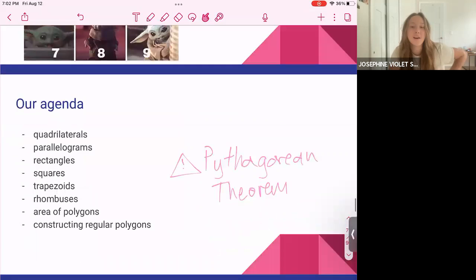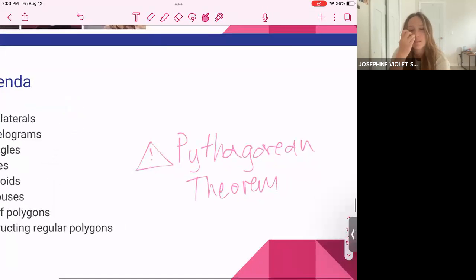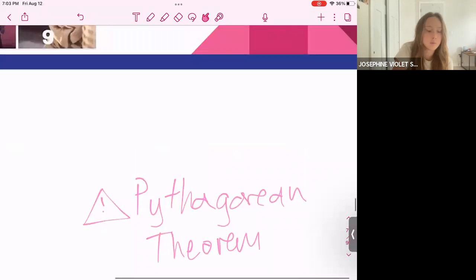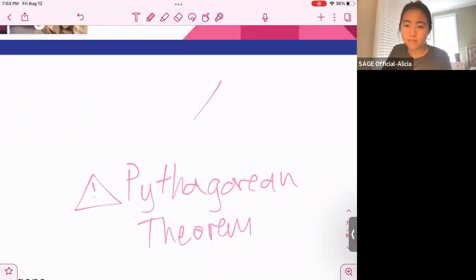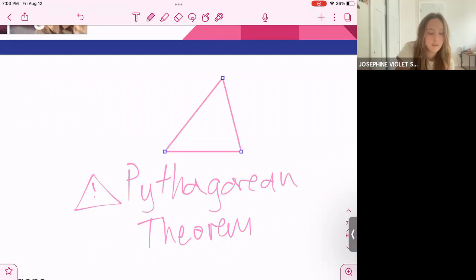Anyways, okay, so here's what we're going to be going through today. We're going to be talking about a lot of quadrilaterals, and there's a bunch of different kinds of quadrilaterals. There are parallelograms, rectangles, squares, trapezoids, all of these. And we're going through how to find the area of those. I again don't think we're going to get to construction, but I will try. I wrote this little warning sign because I think we're going to need to know some basic Pythagorean theorem stuff, just for a couple of the proofs. So I'm just going to run through it real quick, just in case you haven't heard of it.